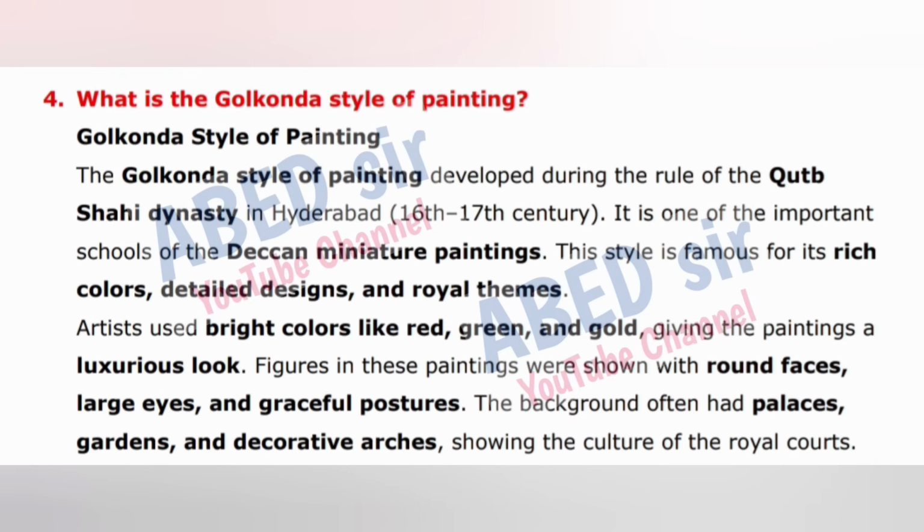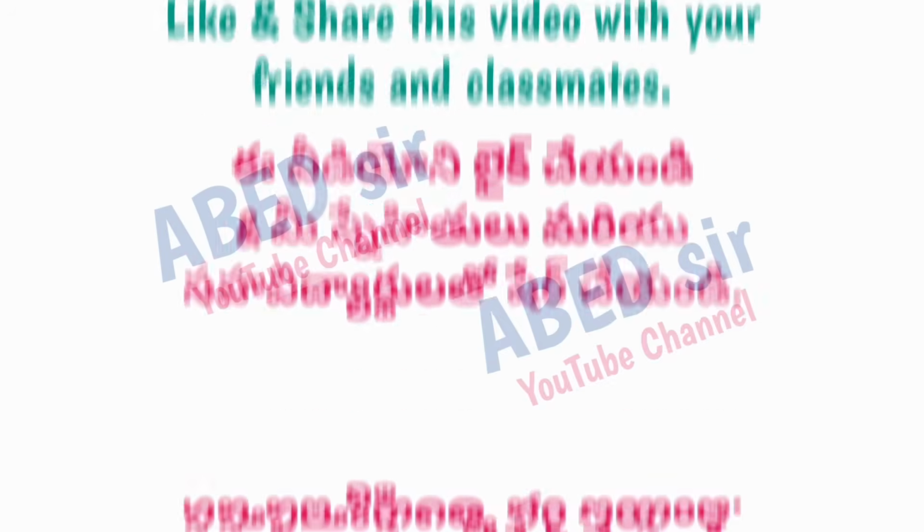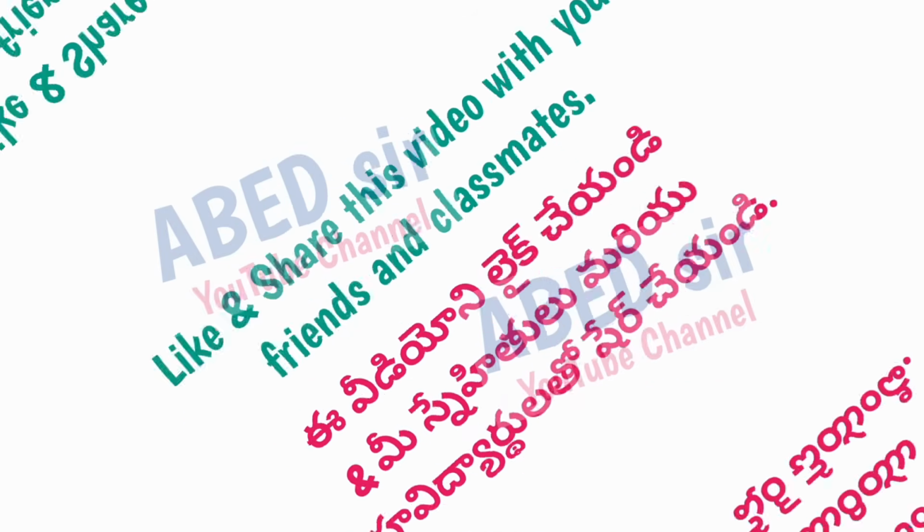Figures in these paintings were shown with round faces, large eyes, and graceful postures. The background often had palaces, gardens, and decorative arches, showing the culture of the royal courts. Example, a Golconda painting might show a king sitting in his darbar with queens and musicians, or courtly scenes with dancers. Sometimes, it also showed religious themes like stories of Krishna. The Golconda style is remembered as a blend of Persian influence and local Indian tradition, making it an important treasure of Deccan art.